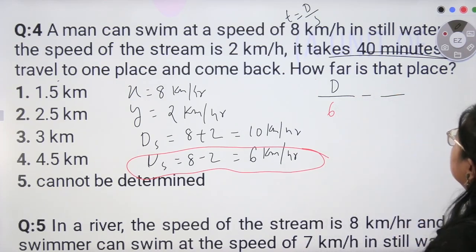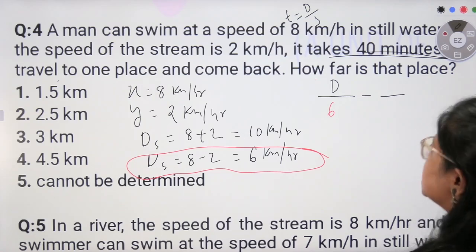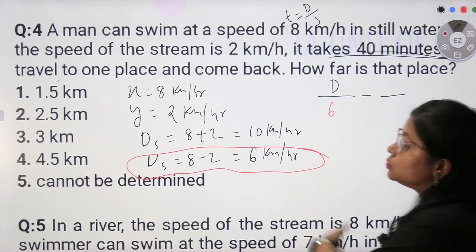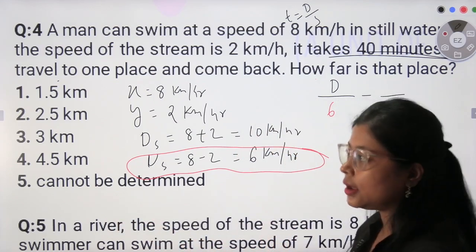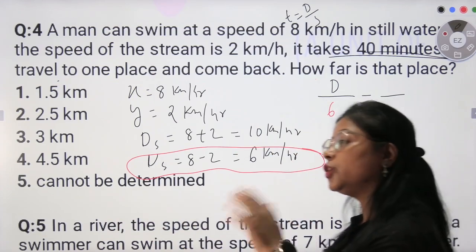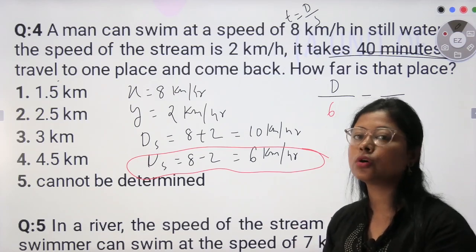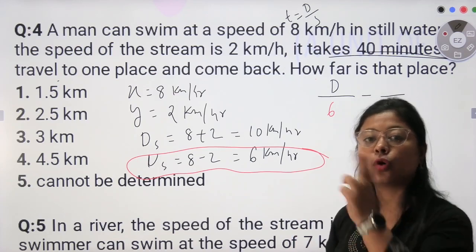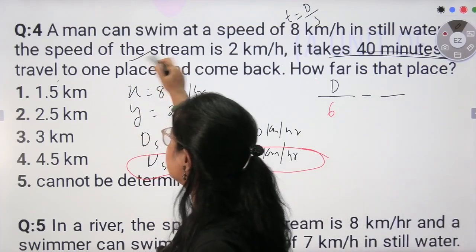A man can swim at a speed of 8 km/h in still water, and the speed of the stream is given. It takes 40 minutes to travel from one place and come back. So to travel the whole journey, you are not given that it takes 40 minutes more or 40 minutes less. Nothing is given like more or less. You are given that it is taking as a whole 40 minutes to cover the whole journey. Know the concept here, read the question carefully.